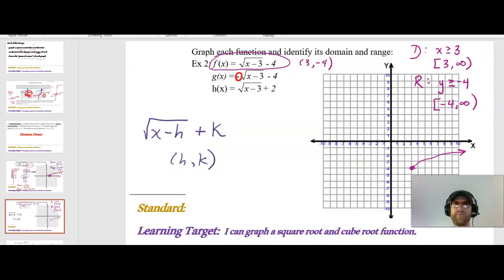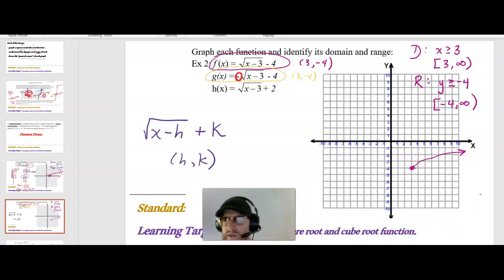So that's purple. Let's use orange. So I'm going to graph G using orange. 3, negative 4, still important. Still has something to do with my domain and range. So let me move my head out of the way. So 3 and negative 4 here. But we have now reflected the graph, so now the graph is going down and to the right.